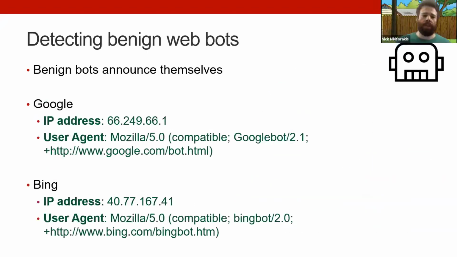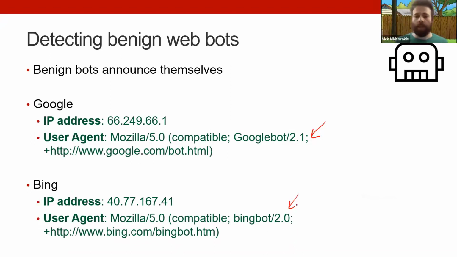So let's try to differentiate between benign web bots and malicious web bots. So benign web bots, one of their characteristics is that they announce themselves, right? So if you get a benign bot on your web application and you look at the user agent, it will tell you, hey, I'm Googlebot or I am Bingbot, right? And of course, we understand that the user agent is something that is completely coming from the client side.